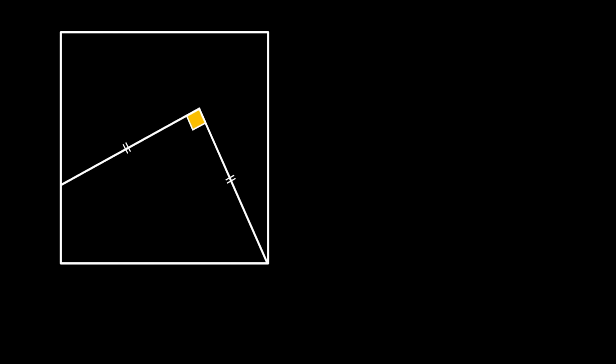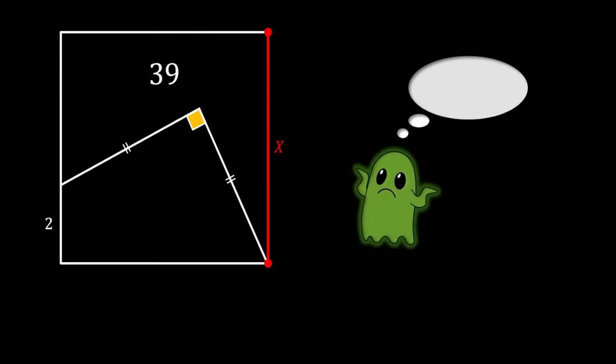Now, if the left line divides the left side of our square into two segments, from which the bottom one has the length of 2, and the upper area of this divided square equals 39, the question is, can we somehow calculate the side of the square, which we will label as x?